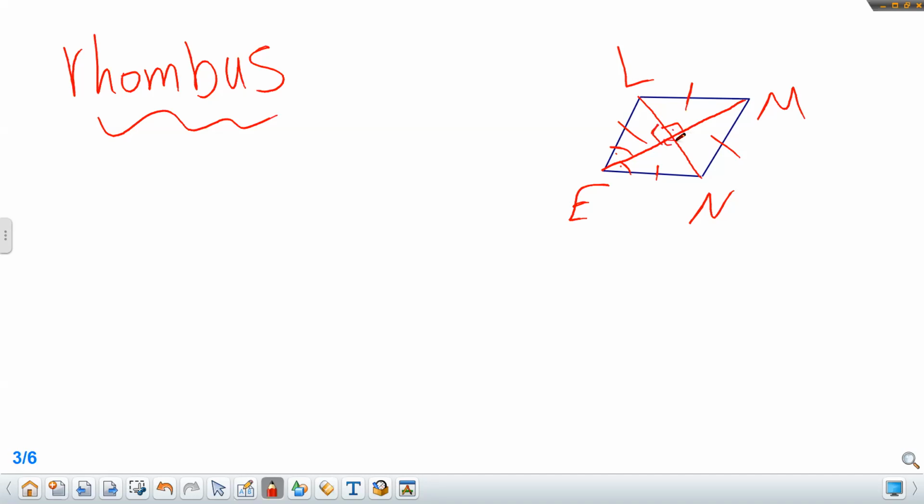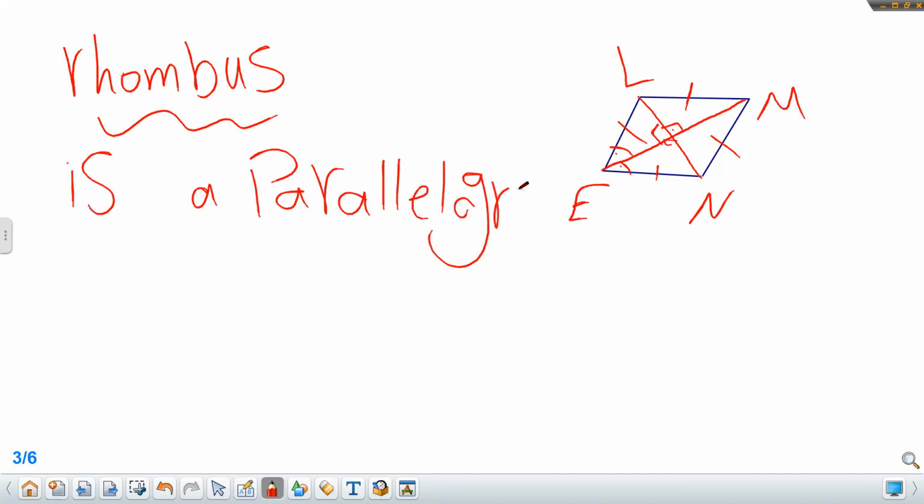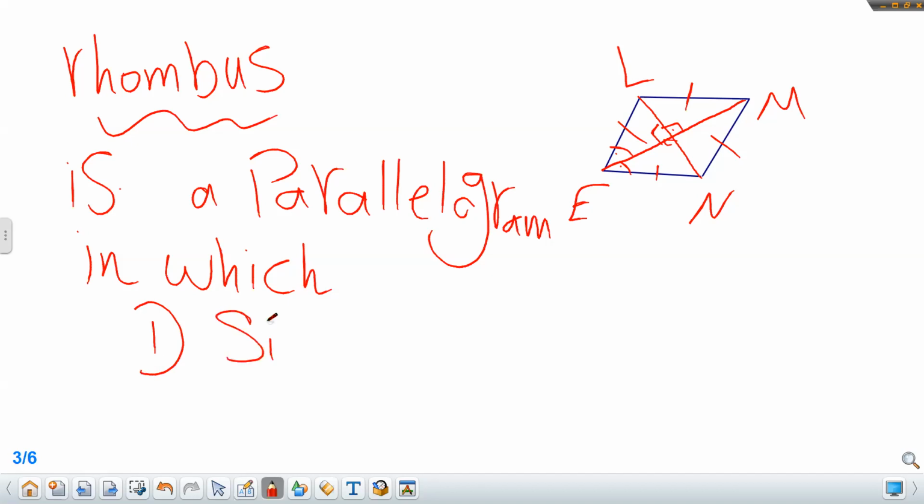This is property number three. Again, guys, what about the rhombus? We can say the rhombus is a parallelogram, but a parallelogram with additional properties that lead to a rhombus. So the rhombus is a parallelogram in which, number one, all sides are equal.